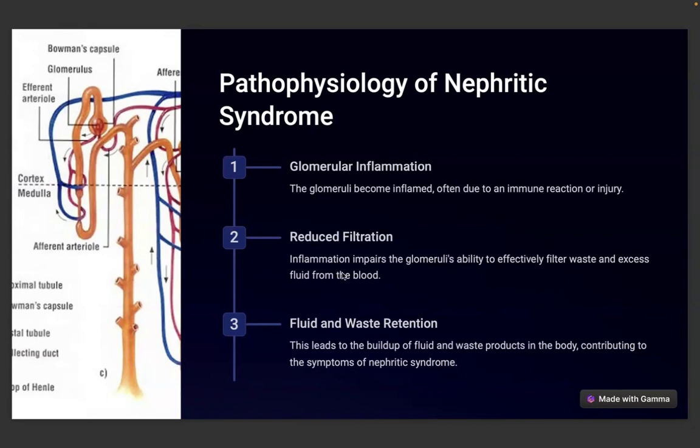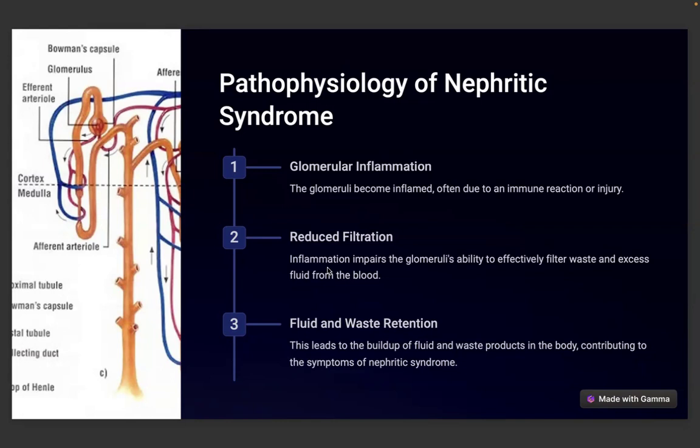So, if you take a look at the urine of this patient with nephritic syndrome, what you will find is massive hematuria. And this hematuria will be the main differential factor from nephrotic syndrome, because in nephrotic syndrome, we don't have any hematuria, or it is limited. So, what's hematuria? Hematuria is actually blood in the urine.